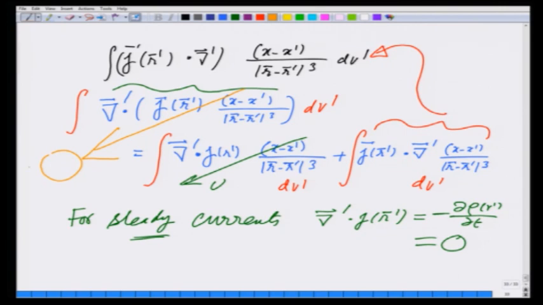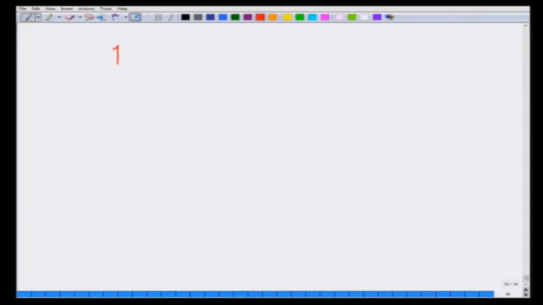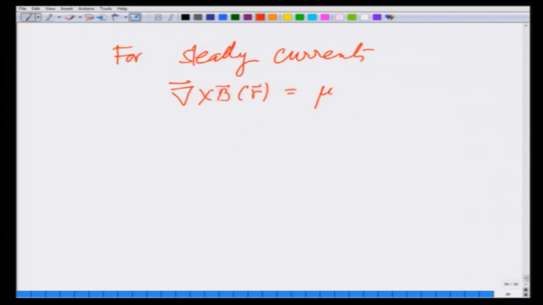So, what you are left with is the last term, this term here. Since the left hand side is 0, this term is 0, this term is also 0. So, what I have shown you now, if I go back, is that this term here is 0, and therefore, for steady currents, we find that curl of B is mu 0 J, the current density J of r.